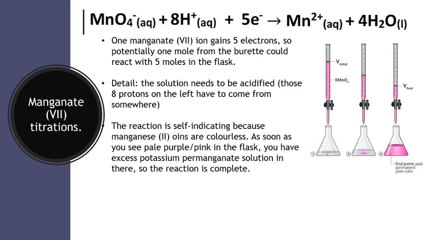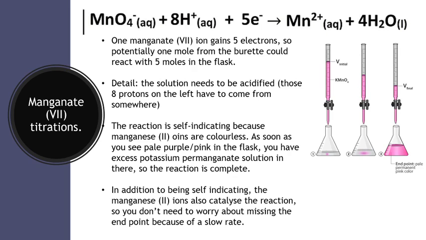One of the beauties of potassium permanganate, or manganate 7 ions, is that it's self-indicating. The manganese 2 ions, they're colourless. So as soon as you see any pale pink from the manganate in the burette surviving, as you swirl, as soon as you see any pale pink surviving, you know that you've got some permanganate or manganate 7 ions have survived. So they're left over, so you've used up everything in the flask. So it's a self-indicating reaction.